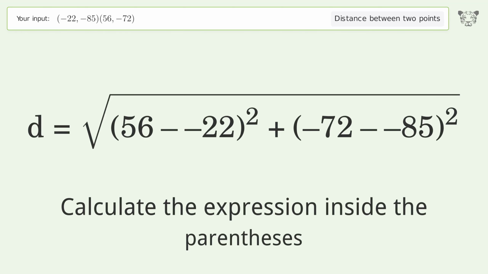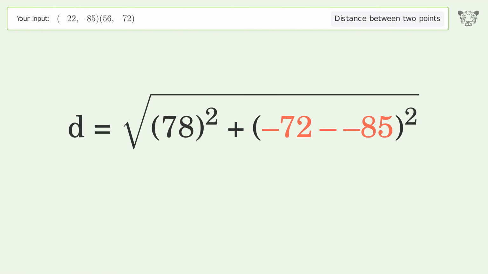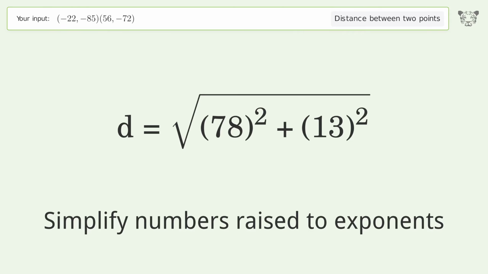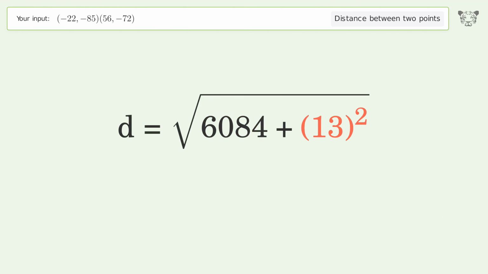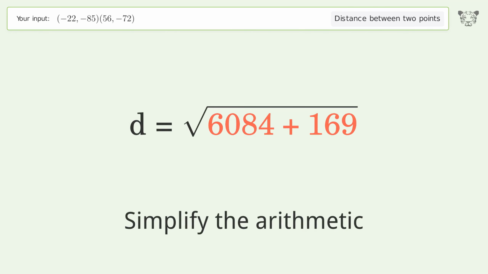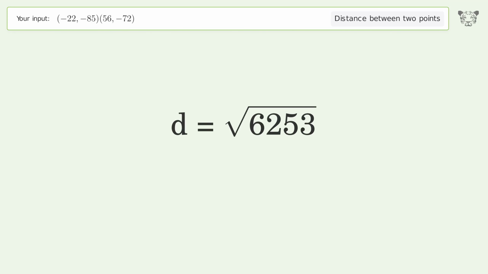Calculate the expression inside the parentheses. Simplify numbers raised to exponents. Simplify the arithmetic. And so the distance between the 2 points is the square root of 6,253, or 79.076.